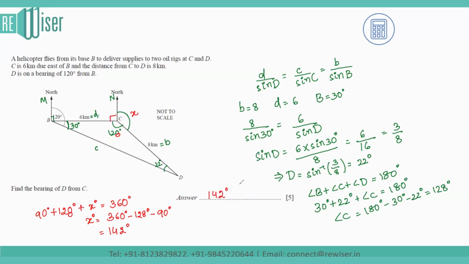Now, let us have a look at the marking scheme of this question. This question entirely carries 5 marks. Now, if we mention this sine law, we are going to get 1 mark for sure. And on finding till the angle D, we get 2 marks. Now, if we solve the entire solution, we are going to get 5 marks for this question.